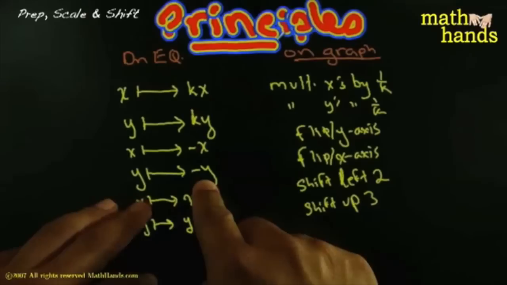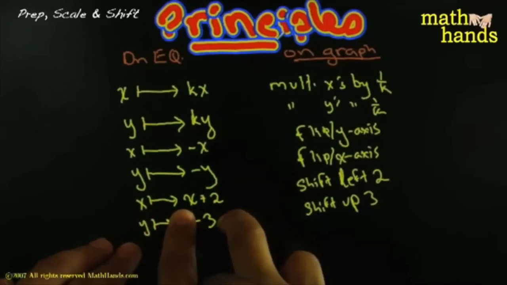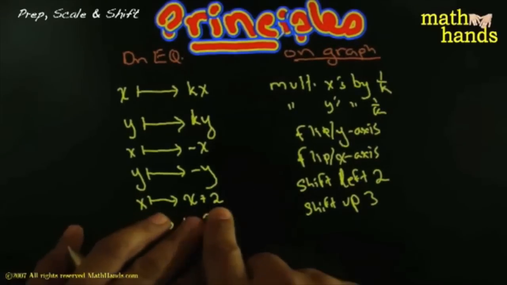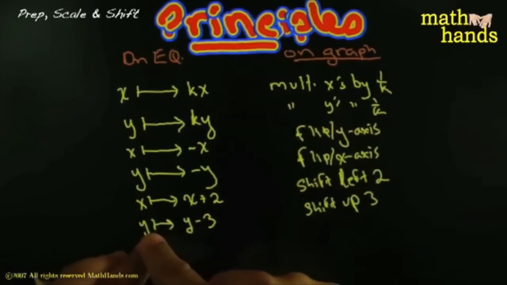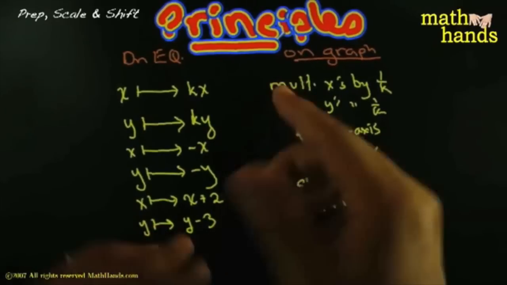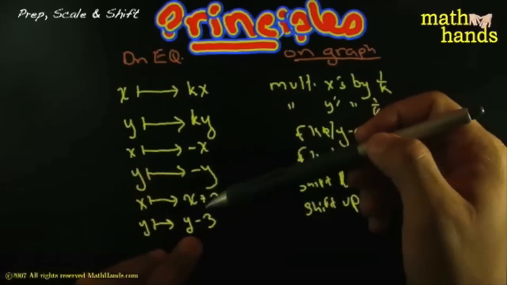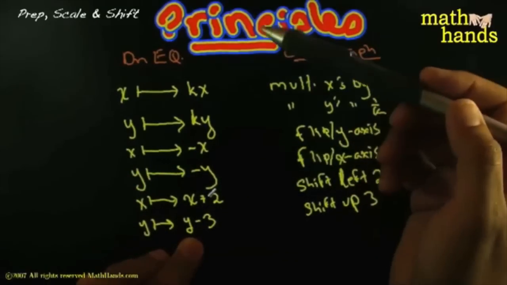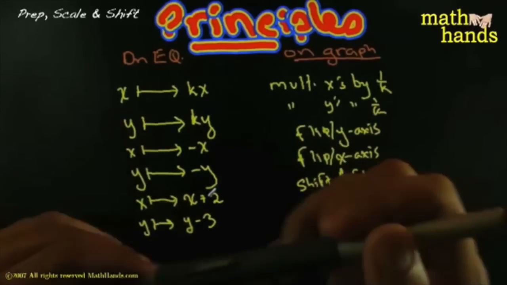We learned about flipping, and we learned about shifting. Replacing x with x plus 2 shifts it to the left 2. Replacing y with y minus 3 shifts it up 2. And similarly for other constants. These were the graphing principles that we learned.